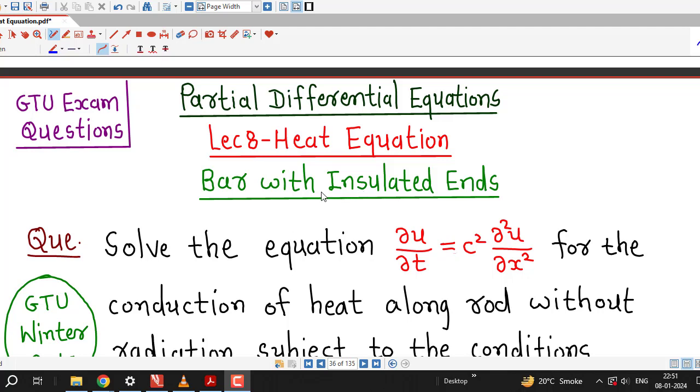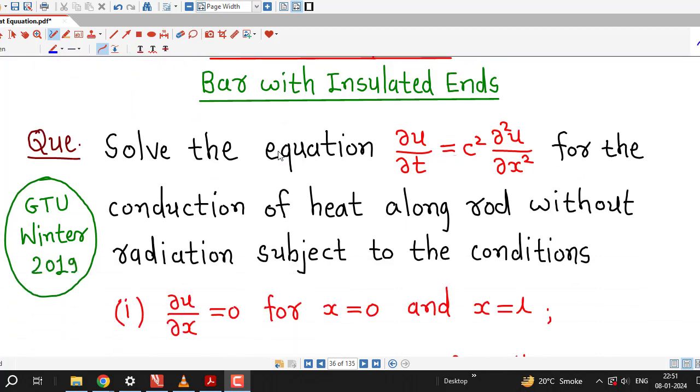Hello friends, I welcome you in lecture number 8 on heat equation. In this lecture also we will discuss one question on heat equation in which we are considering a bar with insulated ends, and this question was asked in GTU Winter 2019 exam.